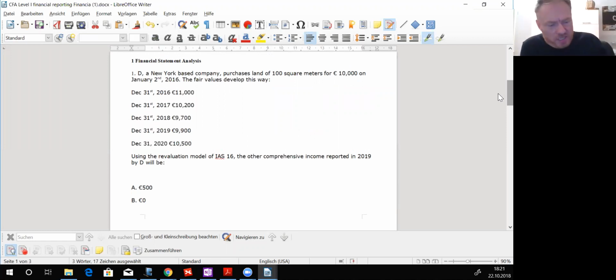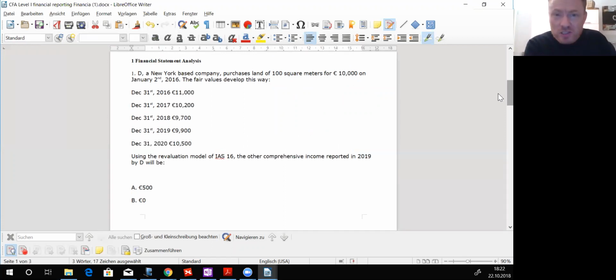What is this? Consider this. A New York-based company purchases land of 100 square meters for 10,000 euros on January 2nd in the year 2016. Now, as time goes by, the fair value is going to rise or going to go down. So what shall we do about it? Is there a way of putting our value up or down? That's the important question here. That's what we need to consider.